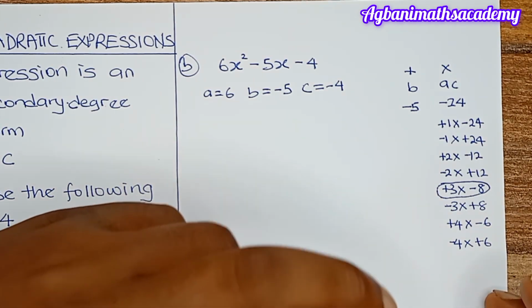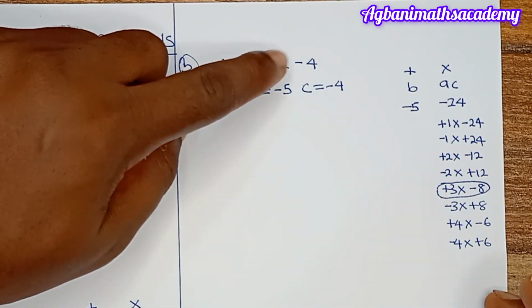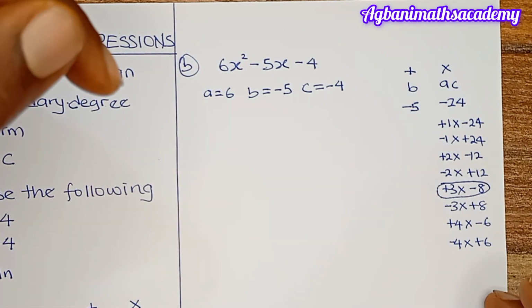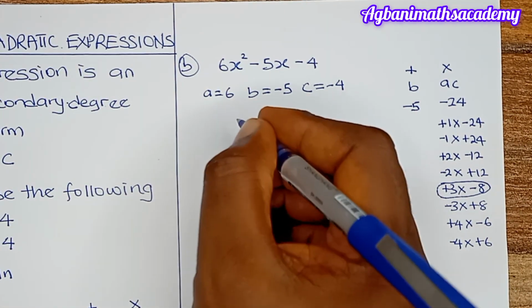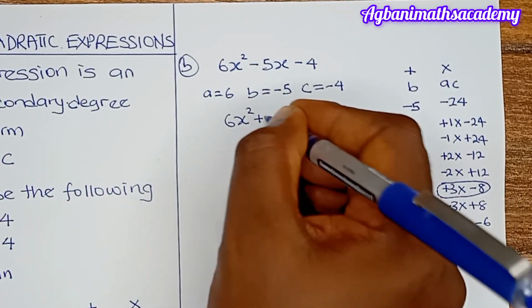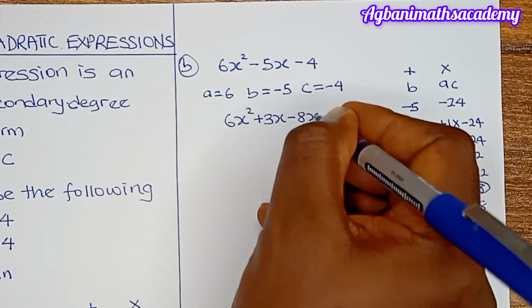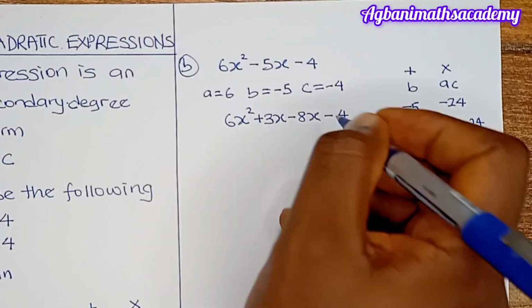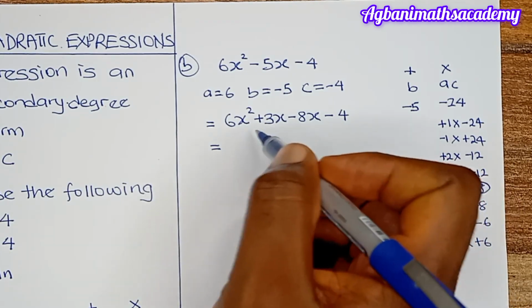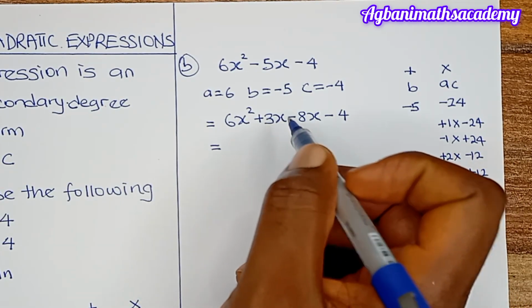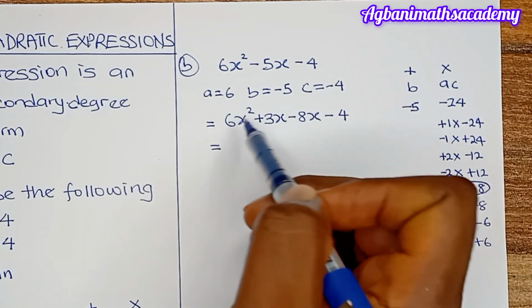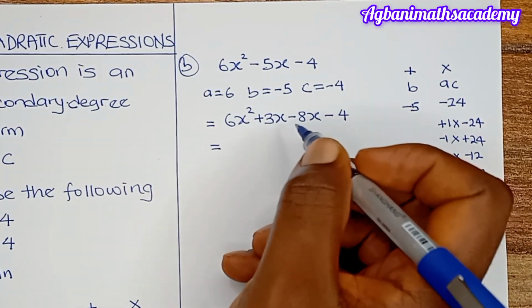So we are going to use these two numbers to replace minus 5x. So instead of having minus 5x, we are going to have plus 3x minus 8x. So let's write that down. So we have 6x squared plus 3x minus 8x minus 4. Okay. So continuing, we are going to factorize by grouping. Now we can factorize by grouping because instead of having 3 values, we now have 4 values.